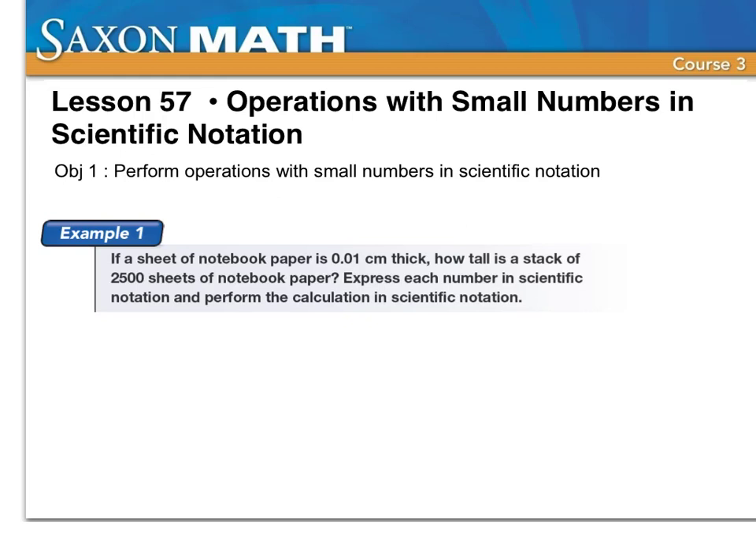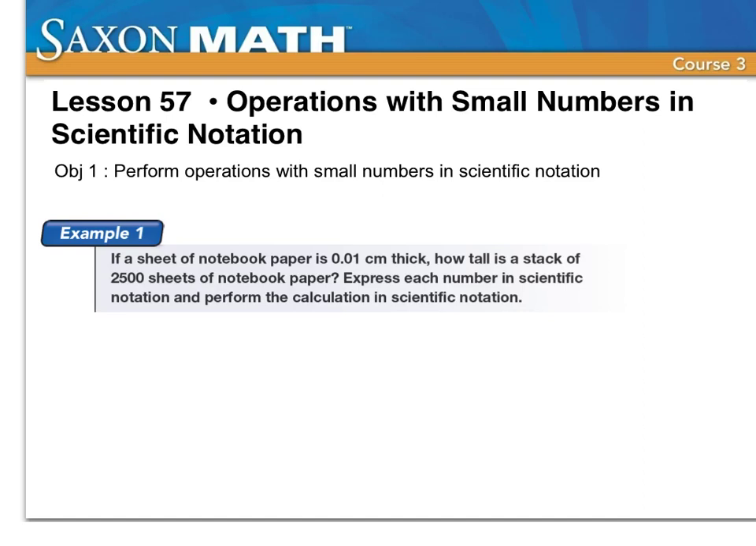Alright, and we're back with lesson 57. We are doing operations with small numbers in scientific notation. And your one objective is right here, so let's get started. Now, remember we did operations with big numbers in scientific notation. Nothing changes here. We're going to do this the same way with small numbers in scientific notation.